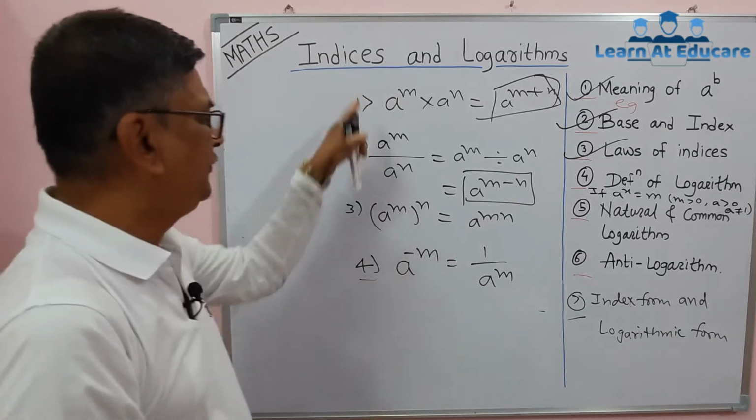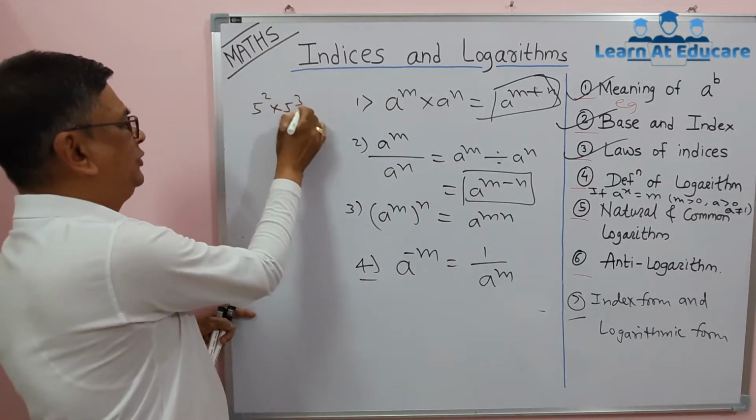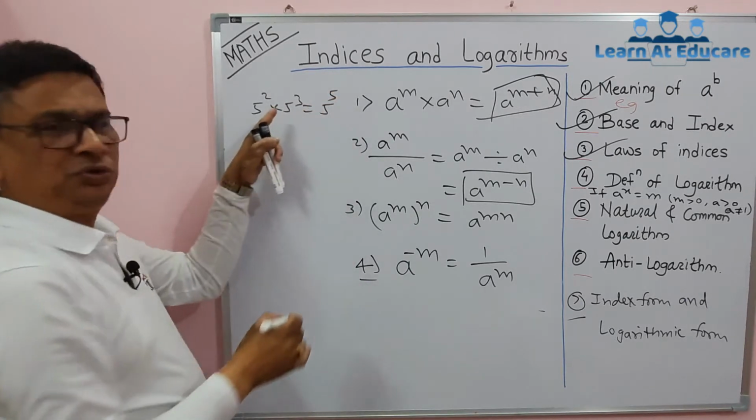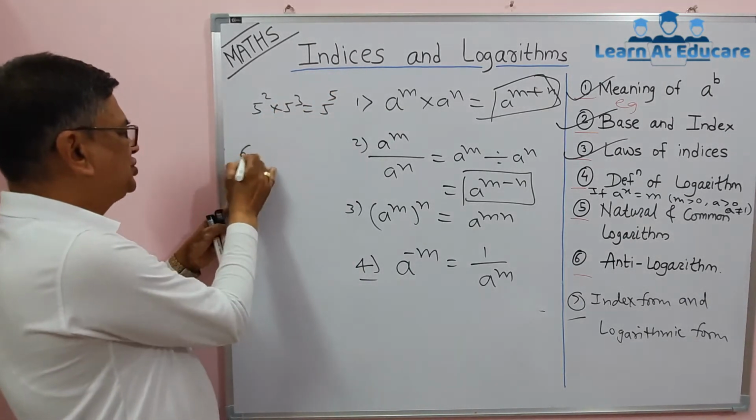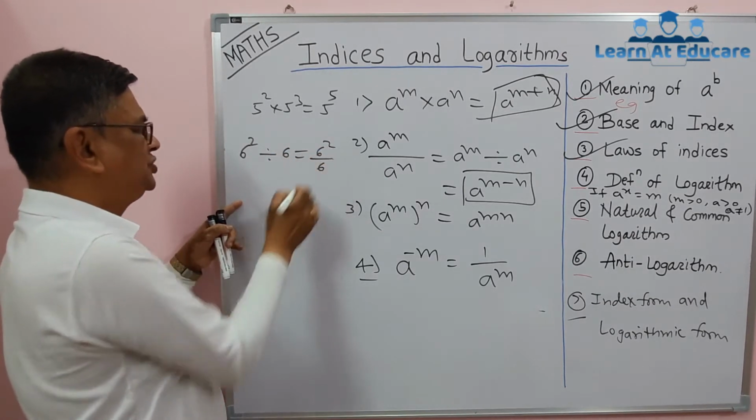After these laws of indices, for an example, 5 square into 5 raised to 3 will be 5 raised to 2 plus 3, that is 5 raised to 5. If it is 6 raised to 2 divided by 6 only, then it will be 6 square upon 6.